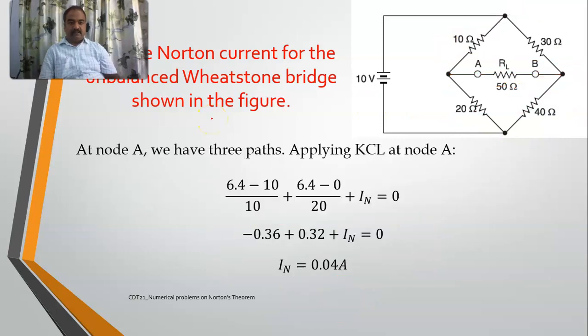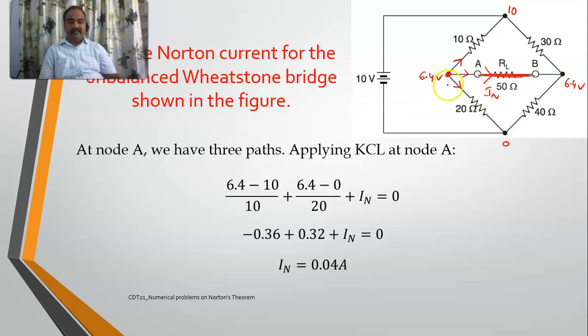Now this is short circuited, so this point is at 6.4 volts. This is also at 6.4, this is at 0 and this is at 10 volts. Now you need to determine the current in this path. You can apply KCL at any of the paths again. I'll choose this particular point. How many paths does it have? 1, 2 and 3.